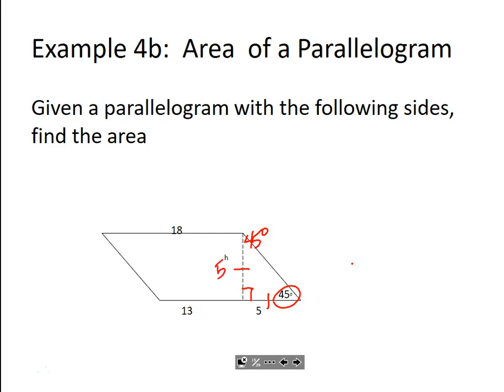So now we have our base again. Our base down here is 13 plus 5, which is 18. It's also up here, 18. And we're going to multiply that by our height. 18 times 5, which is going to give us 90.